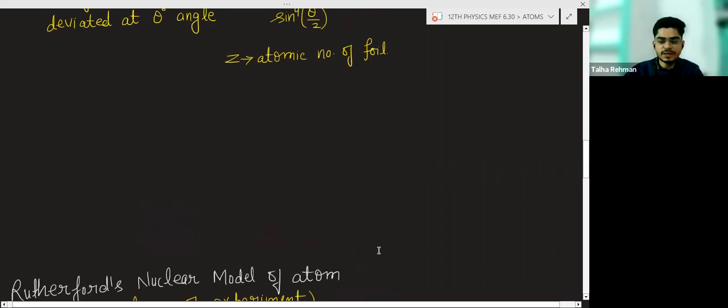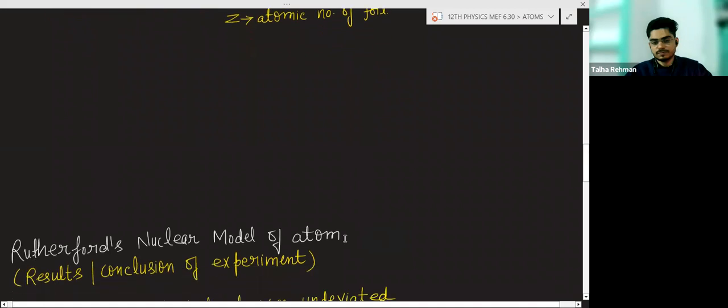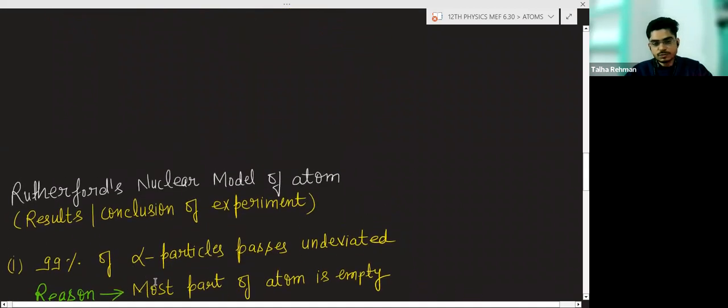So what is the meaning of that? If 99% of the alpha particles pass straight, it means that inside the atom most of the space is empty, because most of the alpha particles pass straight through the atom of gold. So you can say most of the space in the atom is free space. Most part of the atom is empty. Now, this was the first observation.